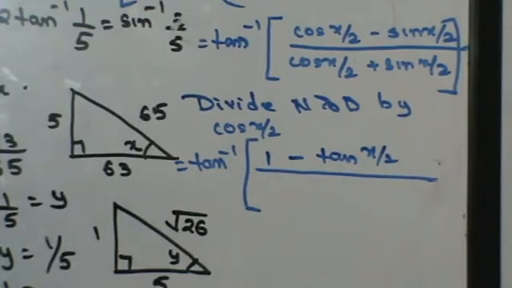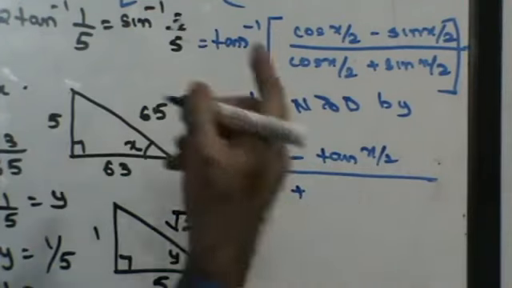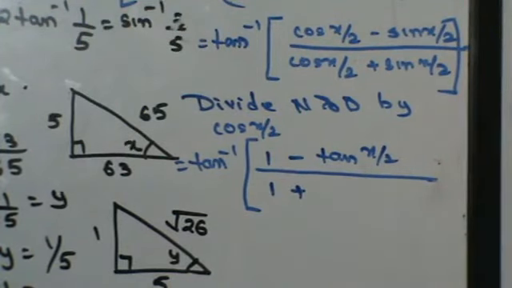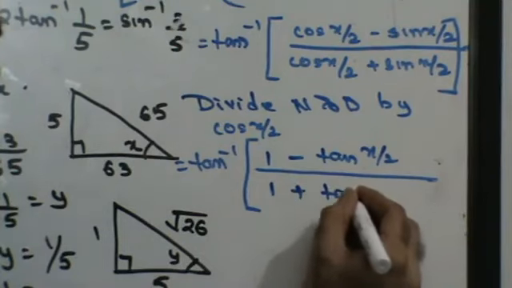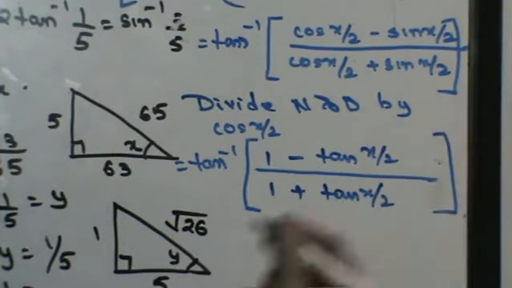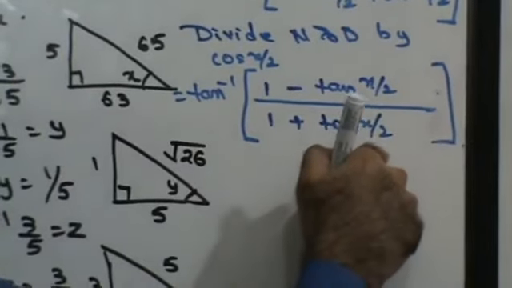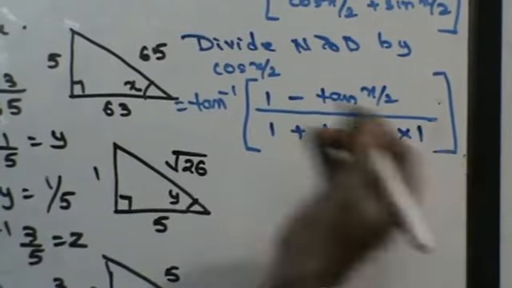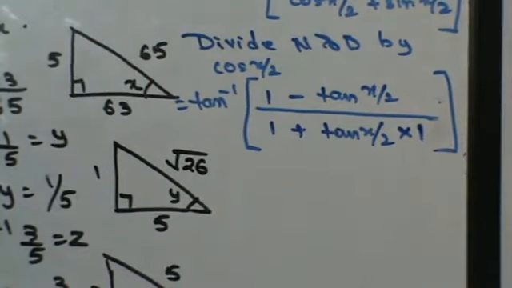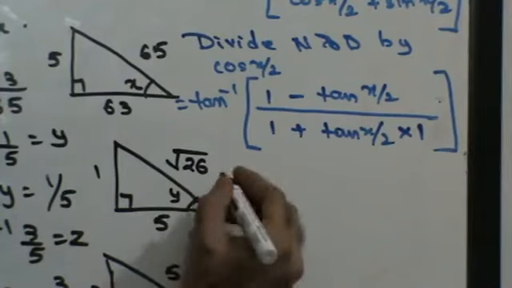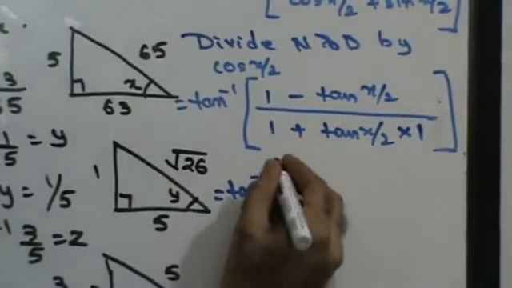Sin upon cos is tan. Cos x by 2 upon cos x by 2 can be written as 1. Sin x by 2 upon cos x by 2 can be written as tan x by 2. I have divided every term in that fraction by cos x by 2. Now please observe carefully. Tan x by 2 can be written as tan x by 2 into 1. Whether I write tan x by 2 or tan x by 2 into 1, it's the same thing. Now let's see this. This can be written as tan inverse.